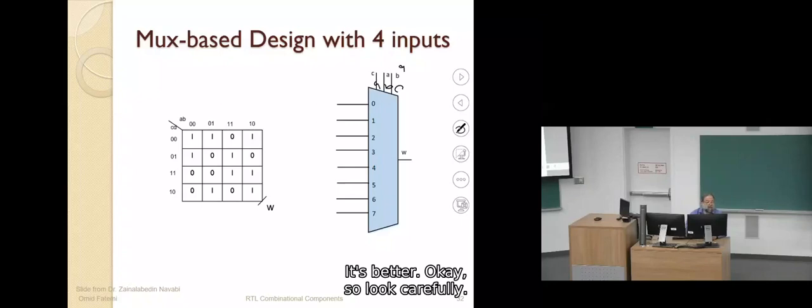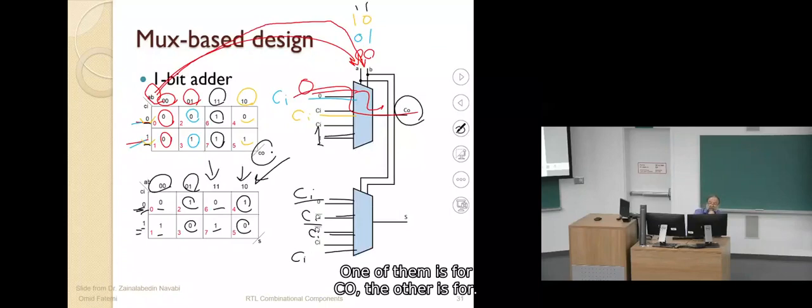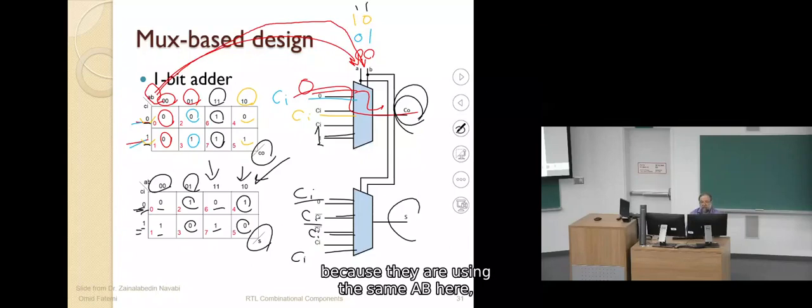Yes. In the last example, were the two Karnaugh maps separate? Yes, there are two outputs. One of them is for CO, the other is for S. So there are two different outputs, but the selectors are connected, because they are using the same A, B here.